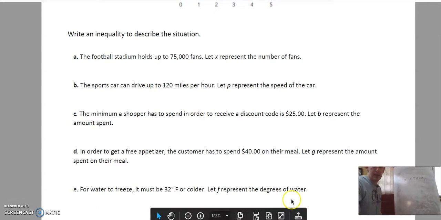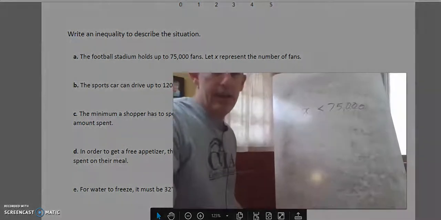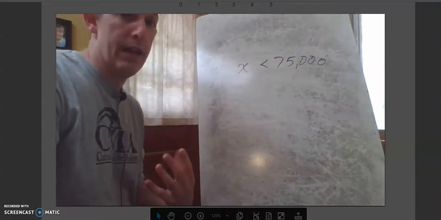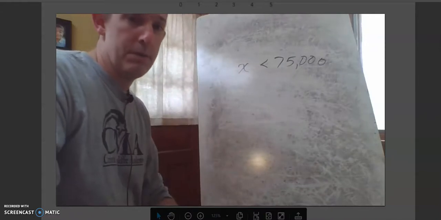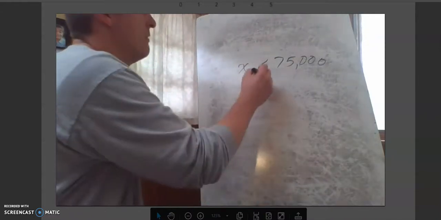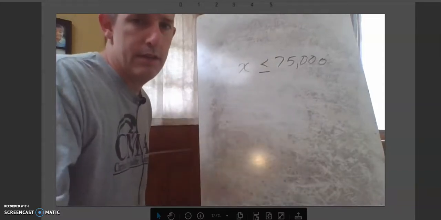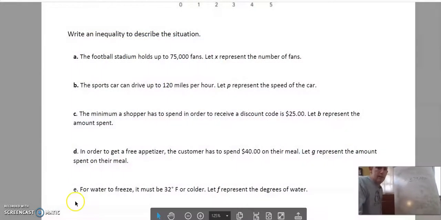So I'm going to put the less than sign on the 75, because x could be less than 75 and it will be fine. But if it's more than that, we're not fine because there's nowhere for those people to stay or sit. But could it be 75,000? Absolutely. So we put a line under it. Okay. Look at one more.